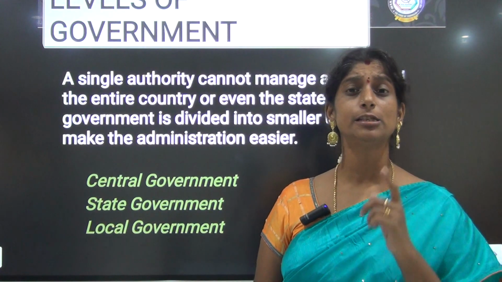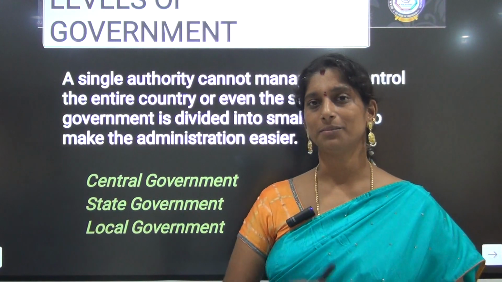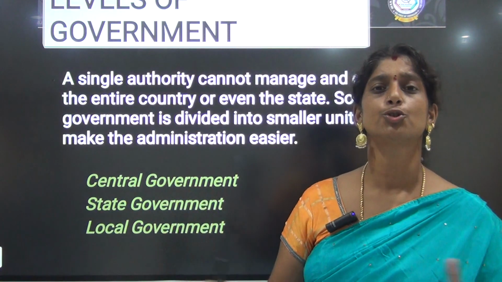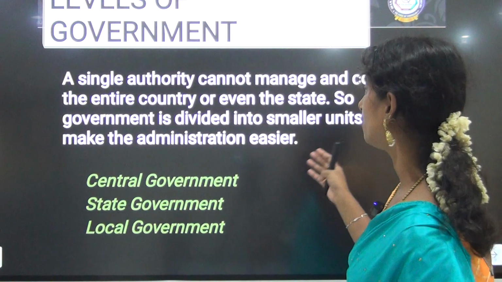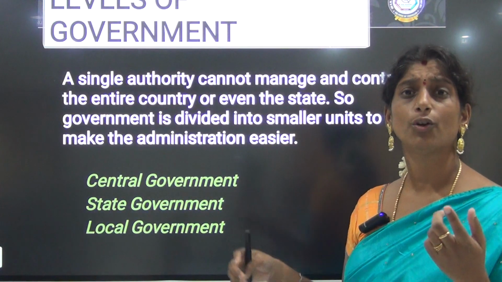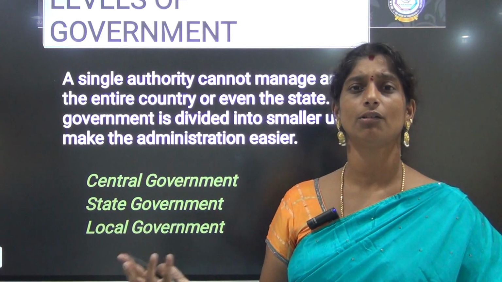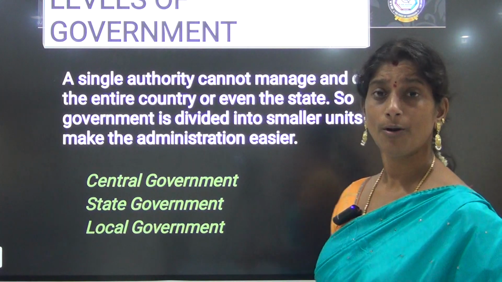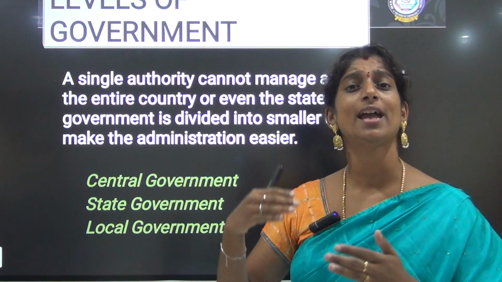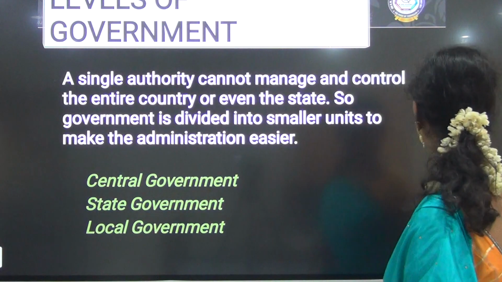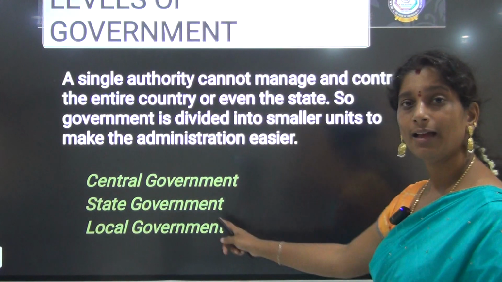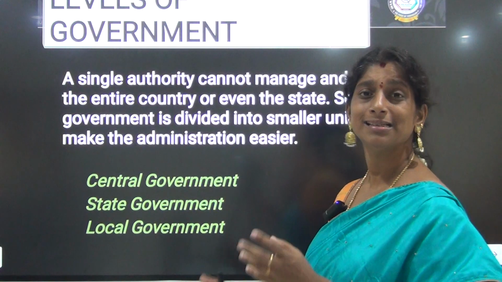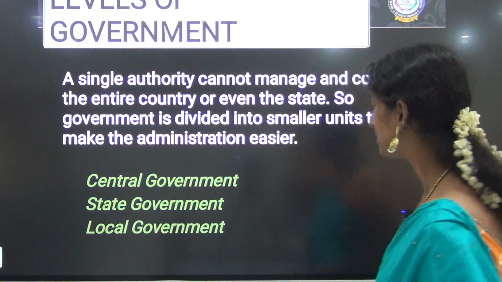Now moving on to the levels of government. There are various levels of government. See, when a country is big, a single authority cannot control the complete country, right? So even a single authority cannot control the entire state. Only one person cannot control the entire country. The same way, a single person cannot control the entire state. So the government is divided into various levels. Okay, so the first level is central government, and the next is state government, and the last one is local government. So with the words itself, it gives us a clear picture, right?